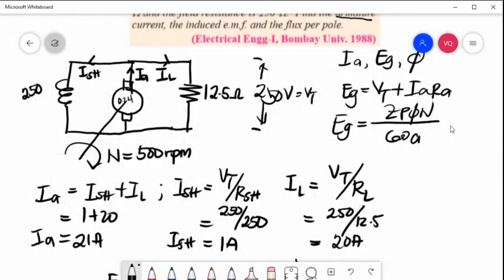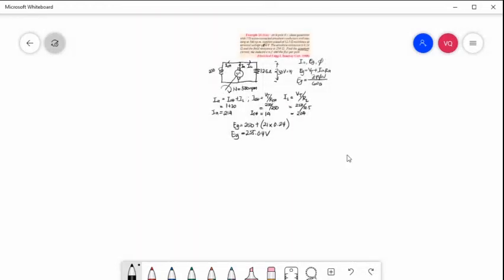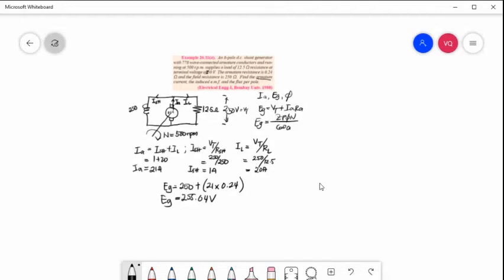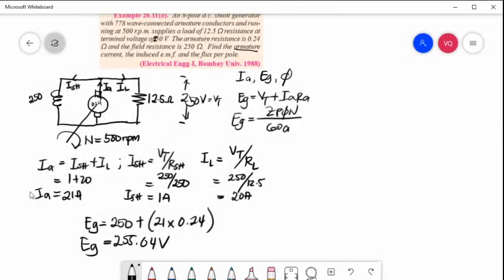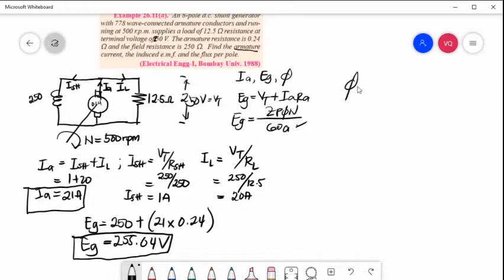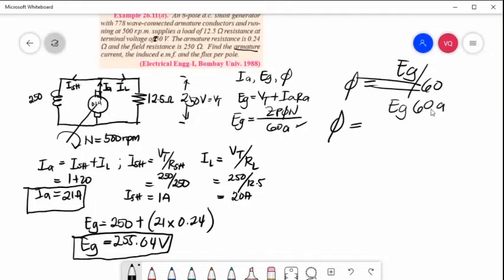Na-solve na pala natin yung isang required, yung IA. Dalawa na pala yung na-solve natin. We have your IA and EG. So, the last one is the flux per pole. From this formula, we can formulate the equation of flux. So, flux is equal to EG times 60A divided by ZPN.